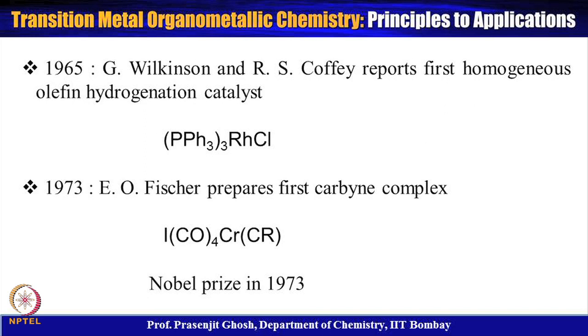Subsequently, in 1965, G. Wilkinson and R. S. Coffey reported the first homogeneous olefin hydrogenation catalyst in the form of triphenylphosphine rhodium chloride. This is a very active catalyst for carrying out hydrogenation reactions of olefin under homogeneous conditions.